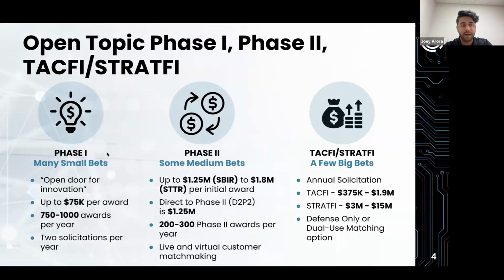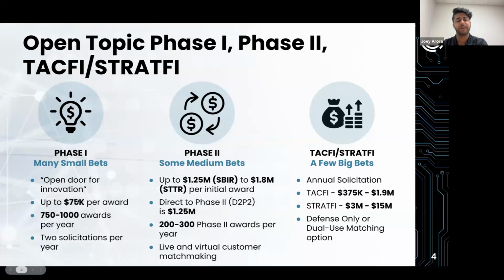So you're here in this phase one part of the journey, which means it's up to 75K per award. These are firm fixed priced awards, which means it's a set amount of money for a set time. And the open topic phase ones are 3 months long for 75K. And the Air Force team wants to do anywhere from 750 to 1,000 awards a year.